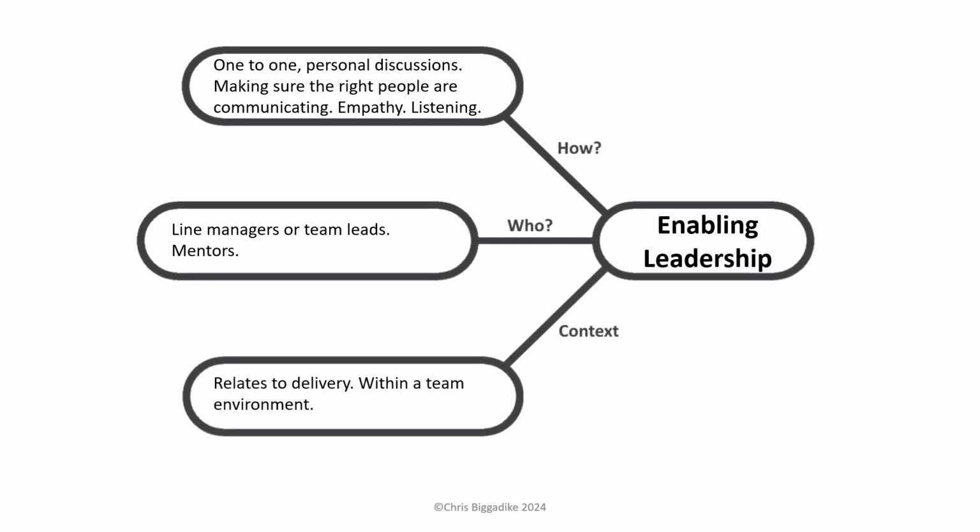The context of enabling leadership is delivery. It's a team environment. The team is trying to achieve something, and the enabling leader is trying to make sure that everything is set up for optimum delivery.